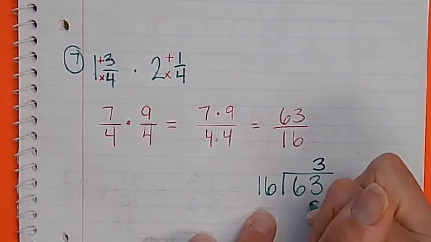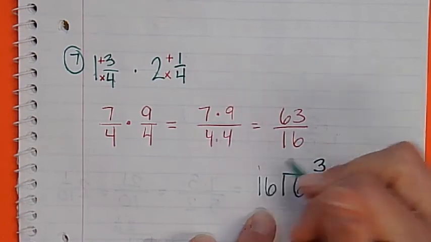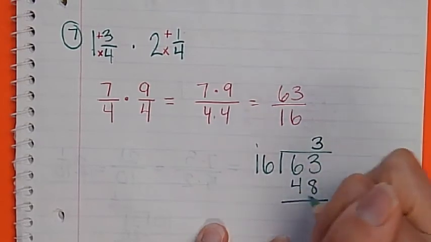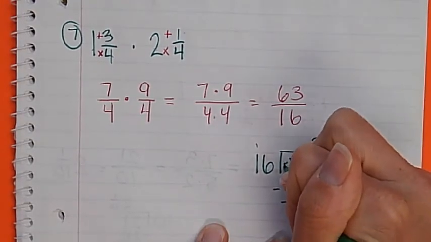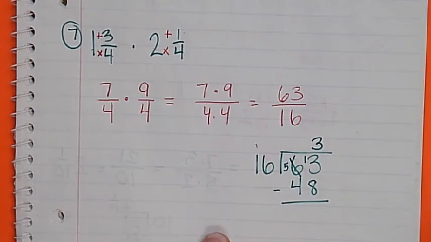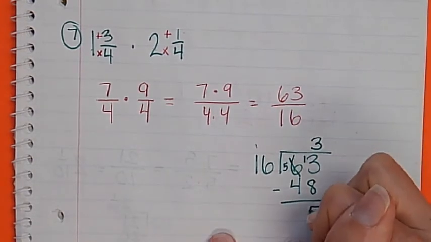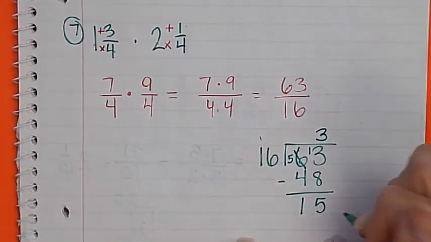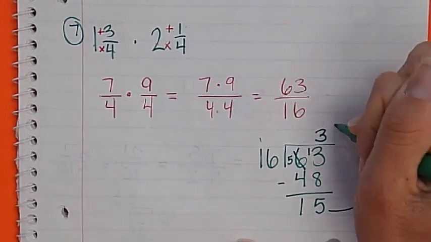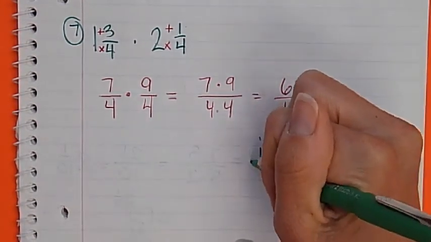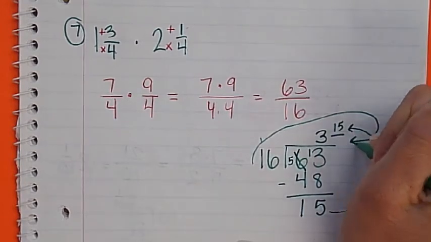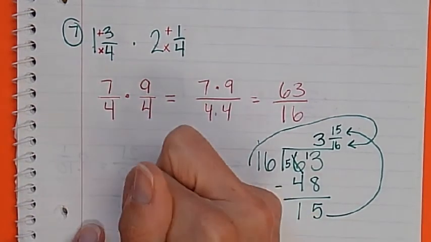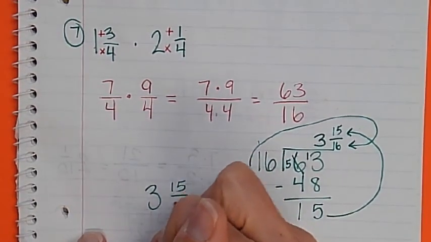3 times 6 is 18. 3 times 1 is 3, plus 1 is 4. So I end up with 48, so I'm going to subtract to see if that works. So I'm going to borrow from the 6, this becomes a 5, and the 3 becomes a 13. 5 minus 4 is 1. So I have 15 left over. This again is going to come up to be the numerator, and the denominator stays the 16. I use the same denominator I had before, so the answer to this problem is 3 15/16.